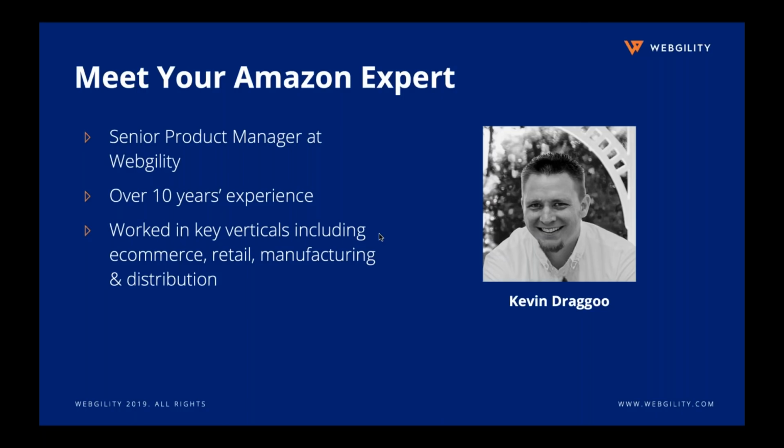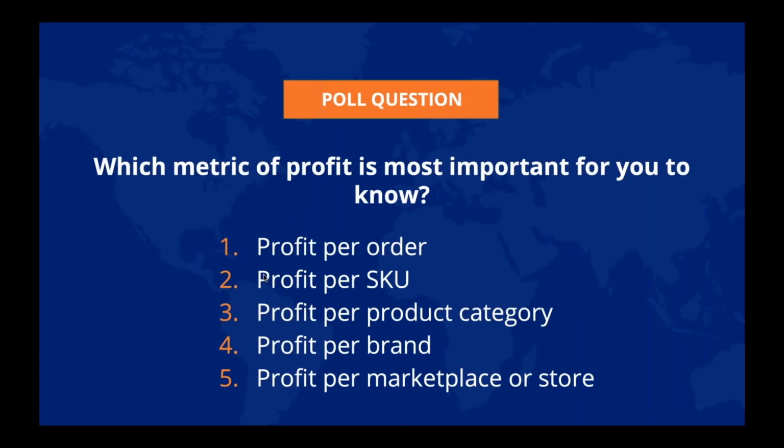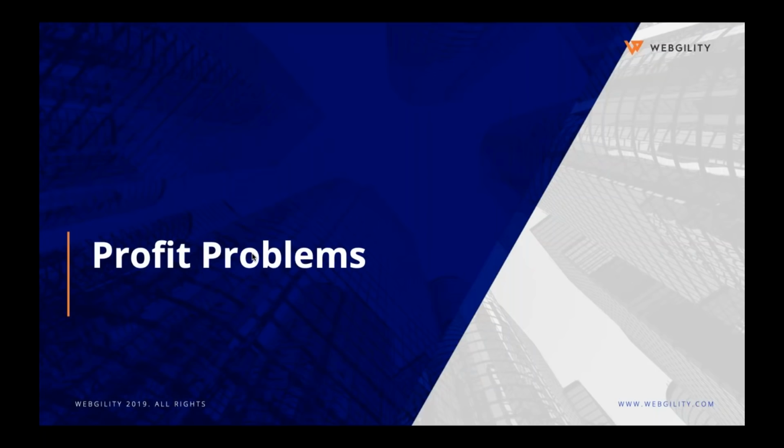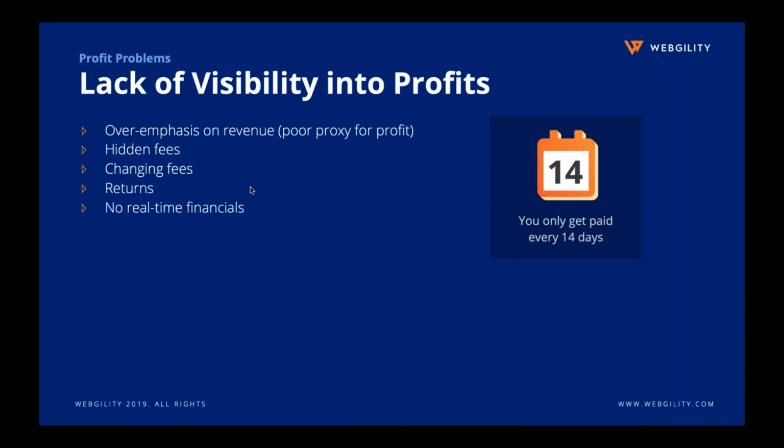Okay, so back on to our presentation. That's the poll question we had. We're going to take a look at the profit problems that we really see out there. What are the problems that you normally experience? What are the problems that are often out there in the industry? So one of the key ones is just lack of visibility into the profit.